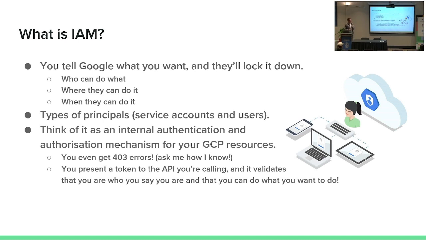Essentially what you do is you present a token to the API that you're calling, and you say, oh yeah, I'm this service account. And the Google API that you're calling will validate the token that you've provided. It'll check that you are who you say you are and that you've got permission to do what you're trying to do. And then it will allow you to invoke that service.